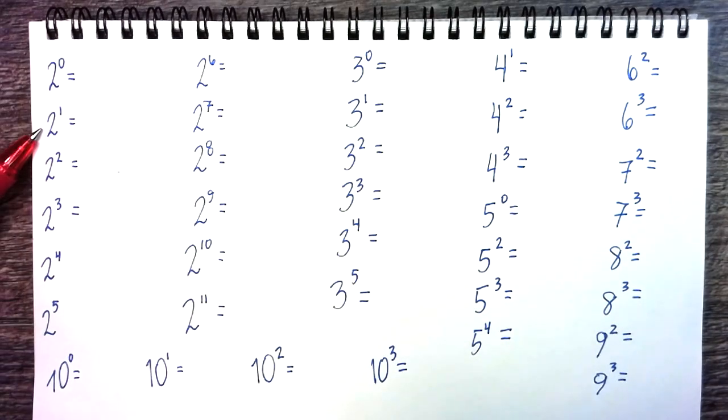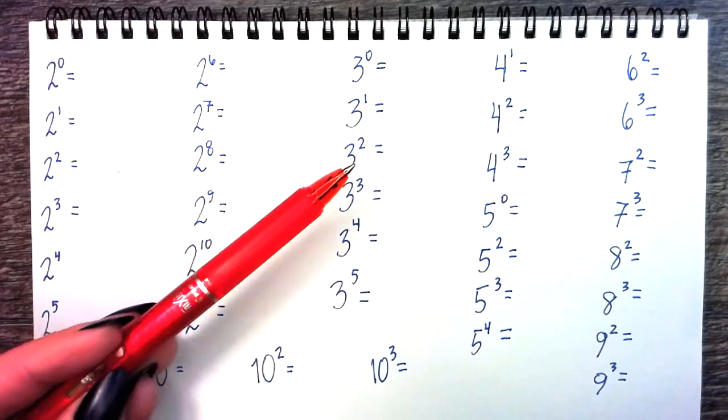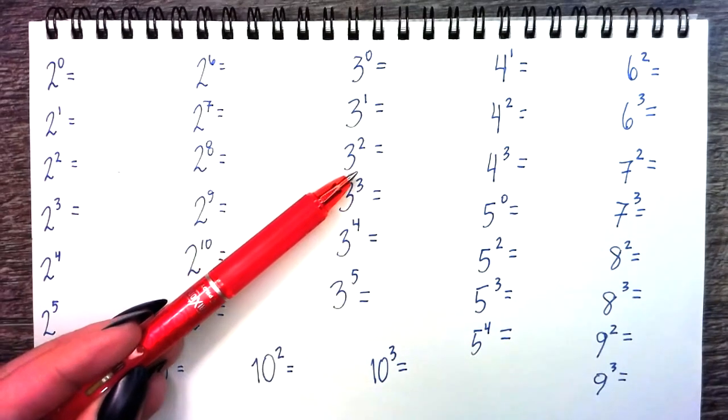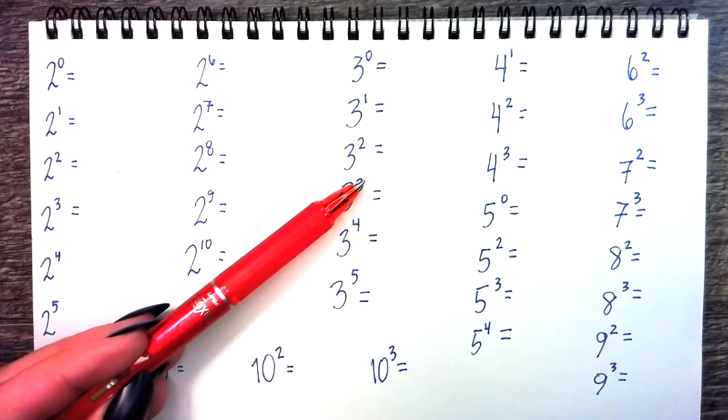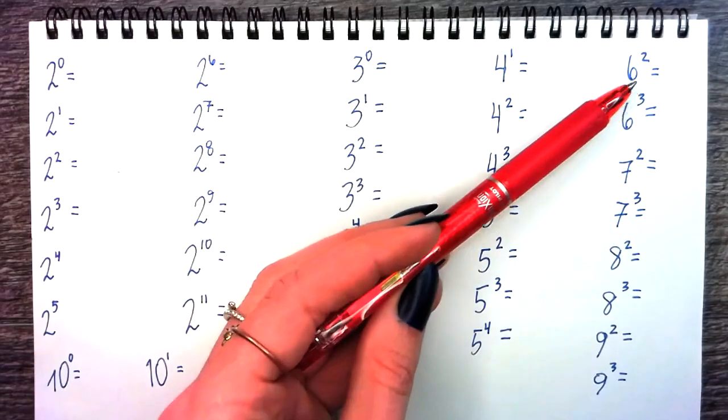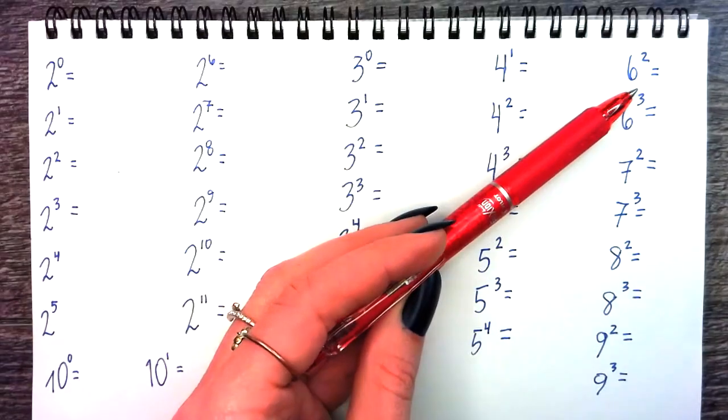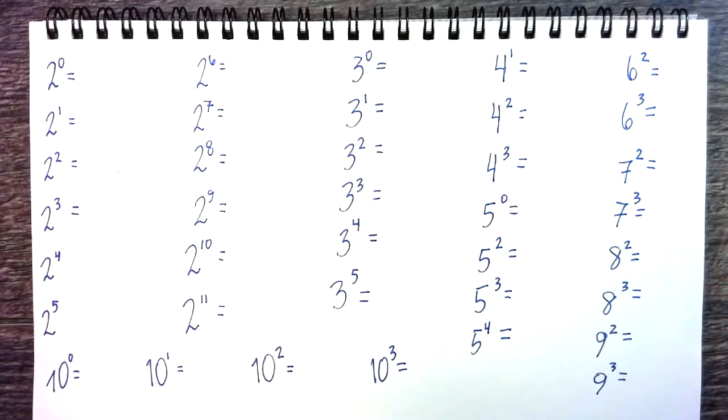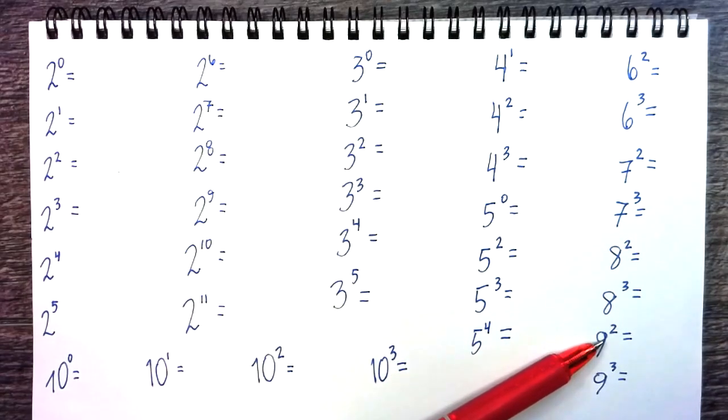2 to the first power is 2. 2 to the fourth power is 16. 3 to the second power is 9. 6 to the second power is 36. 10 to the first power is 10. 5 to the fourth power is 625. 9 to the second power is 81.